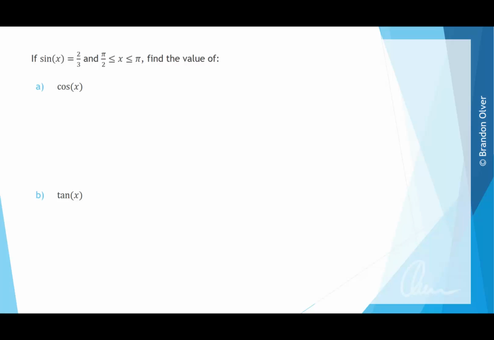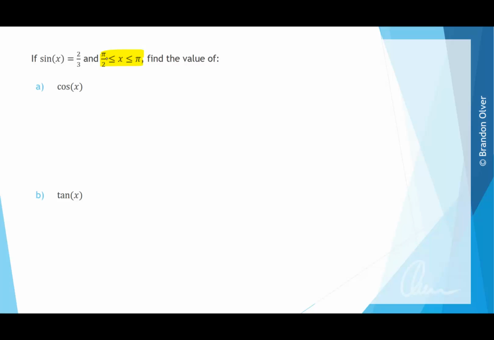If sine x equals 2 divided by 3, and x is greater than or equal to pi on 2 and less than or equal to pi, find the value of cos of x and tan of x. So before we get into this problem too far, let's have a look at the domain for this.